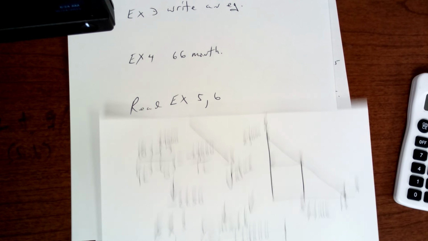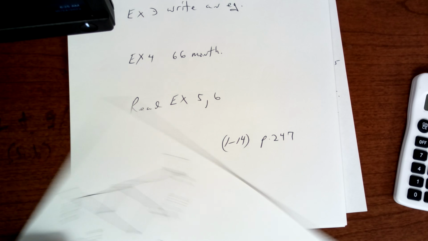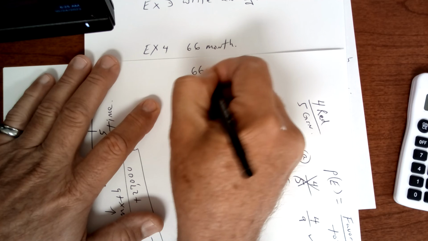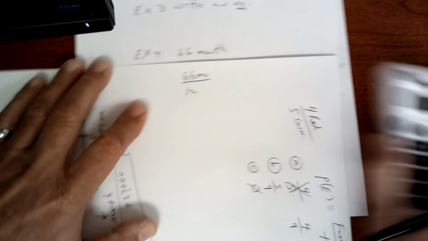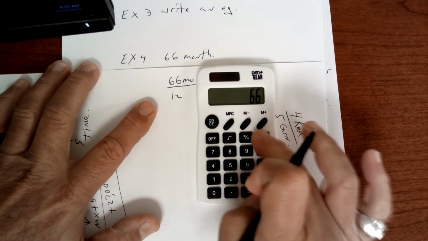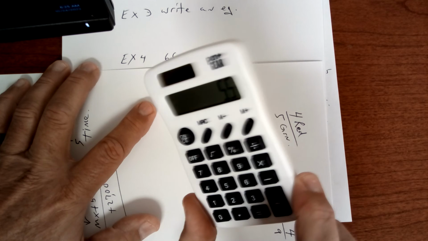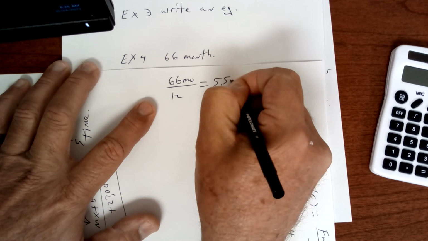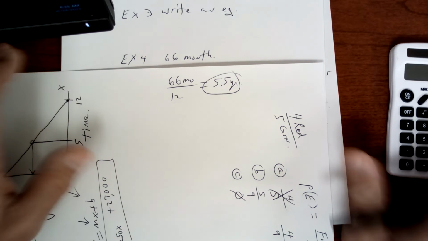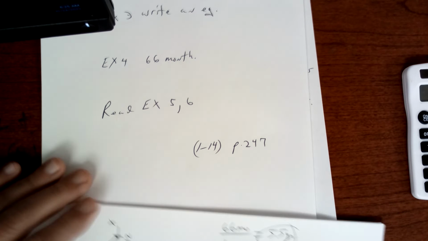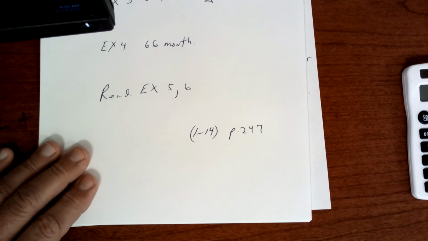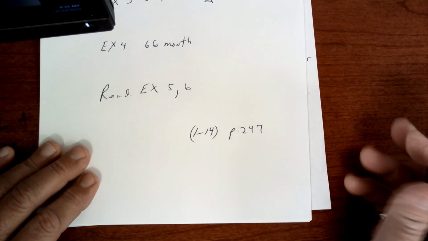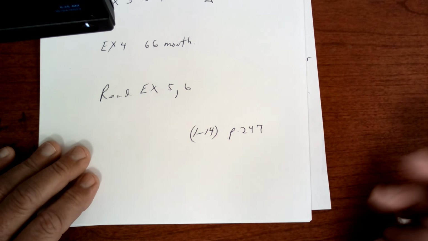All right, I want you to take a look at example 4, 66 months. You do it the same way, but you got to divide by 12. You have to change months to years. So 66 divided by 12 is going to give you 5.5. So that's 5.5 years. And that's how you do that. And there it is. I want you to read the next 2 examples and then work these problems right here. Make sure you check your answers in the back of the book. If you get stuck, go back to the example, try and figure it out. If you can't, we'll try to work it together.